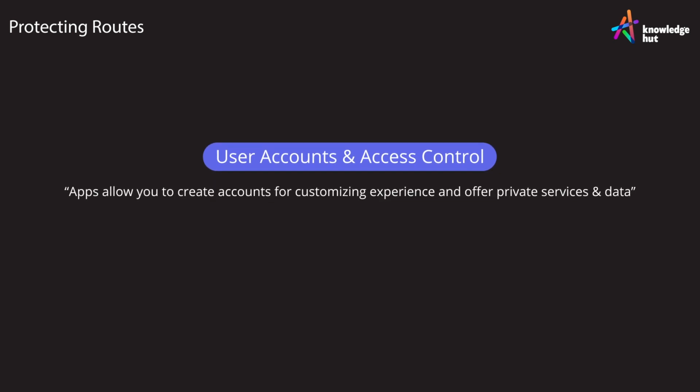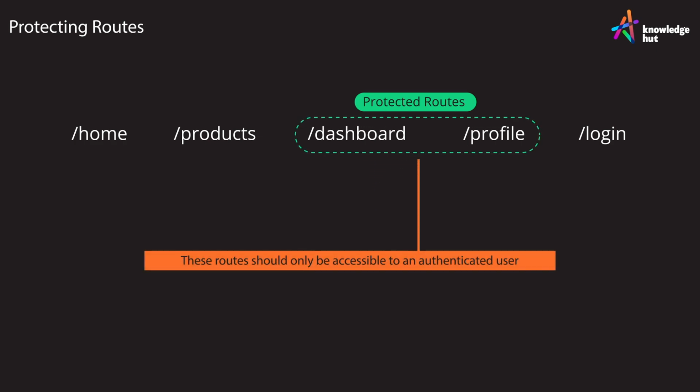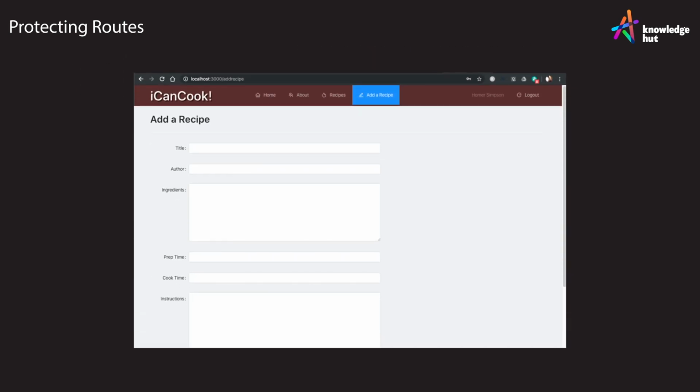In virtually every web application or online service, users can sign up to create their own accounts, which are then used for customizing the experience, storing private data, and allowing access to features that are reserved for registered users. In such cases, routes that serve private features need to be protected from unauthenticated access. These routes should only work if a user is authenticated, and if not, the user may be redirected to a login page. Let's revisit our project and implement route protection so that the add recipe route is only accessible to users once they're signed in.